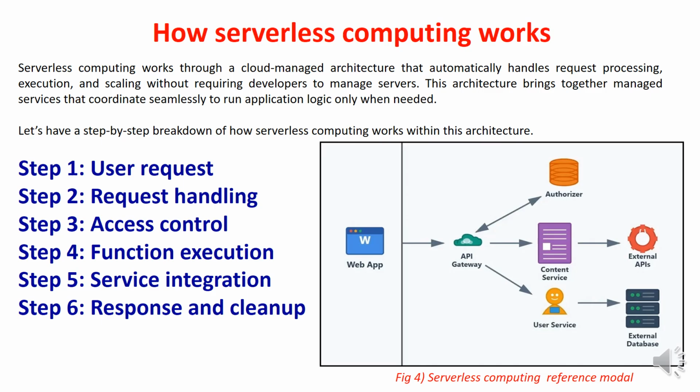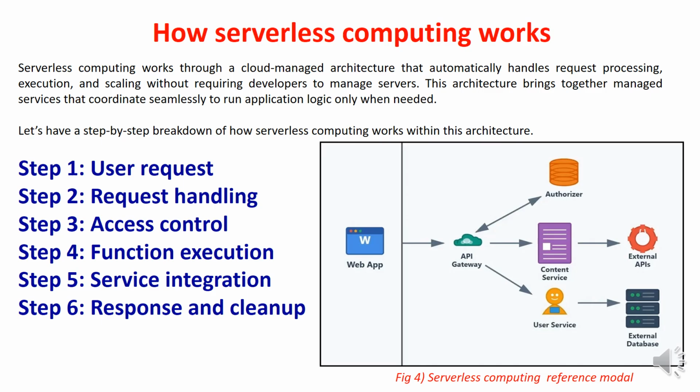Third step is access control. Before any backend logic is executed, authentication and authorization mechanisms verify the identity of the user or system making the request. This step ensures that access policies are enforced consistently, protecting sensitive operations and data while keeping security management abstracted within the serverless platform.